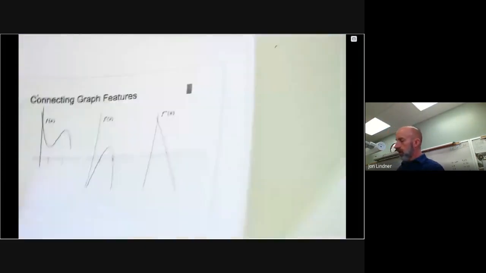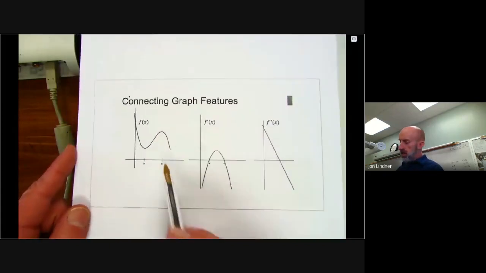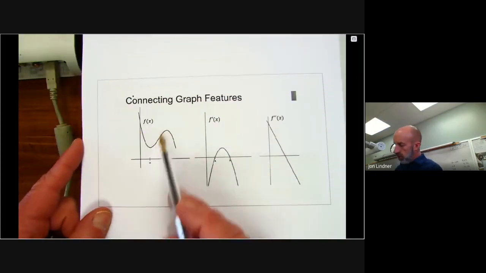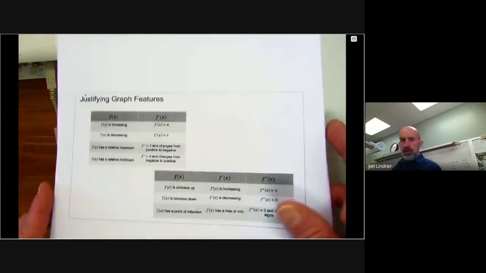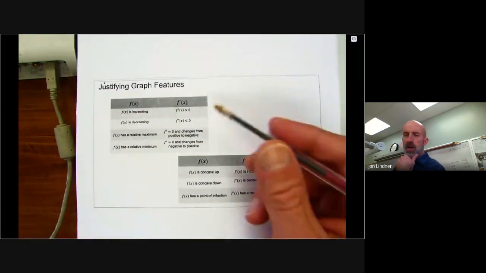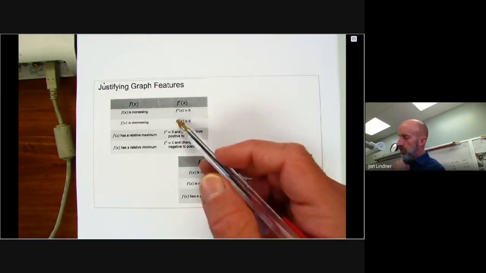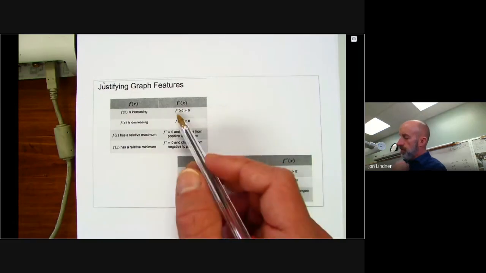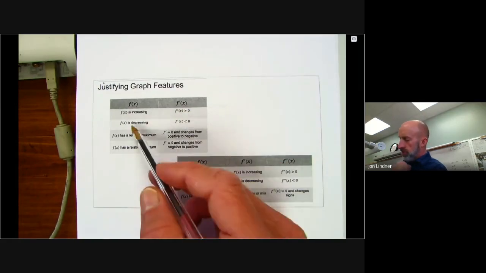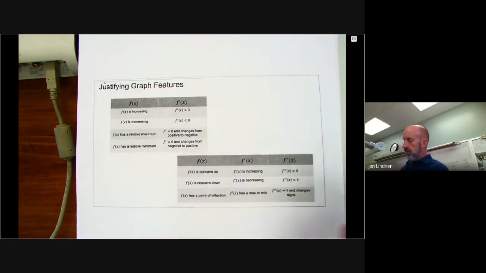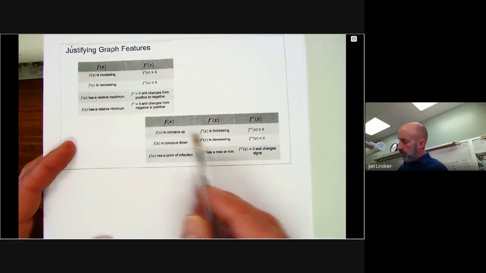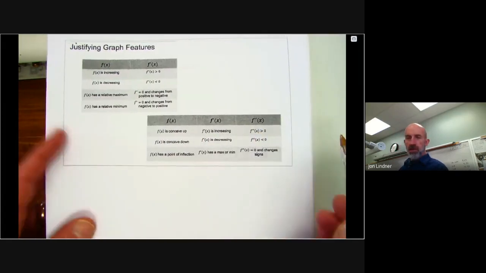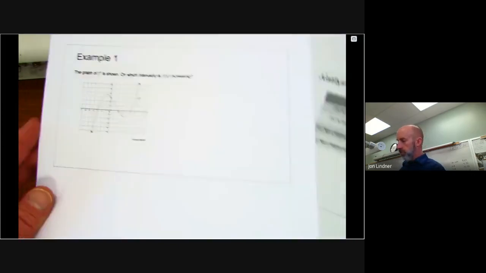Okay. Now, what we're talking about is connecting these ideas between the original function. Here's a cubic. Here's its derivative, which is a quadratic. Here's its second derivative, which is a linear. All right. And in your notes, which I've uploaded to Google Classroom, I have some summary tables here. If a function is increasing, then that means its derivative is positive. If it's decreasing, its derivative is negative. Some summary statements here about concavity. If a function is concave up, f prime of x is increasing, and its second derivative is positive, and so on. These are all available there.